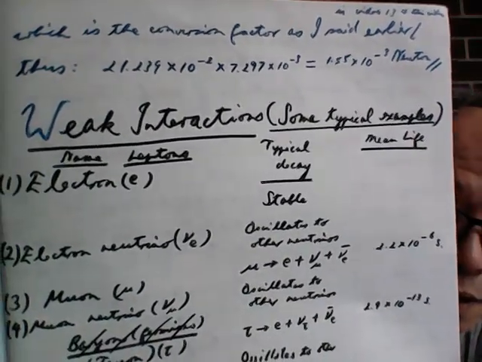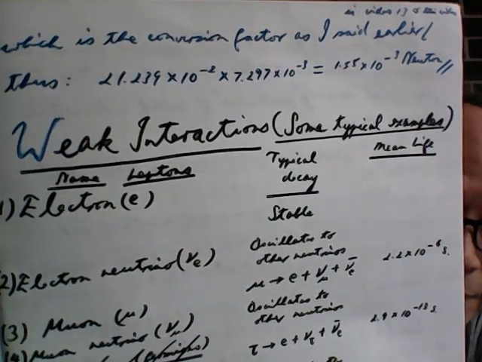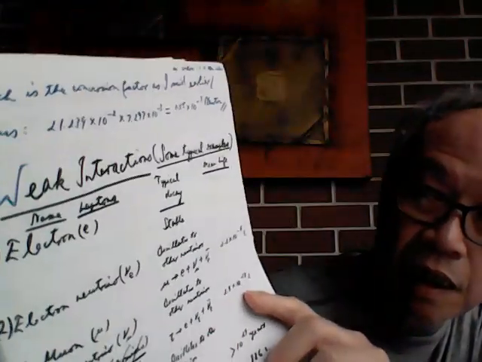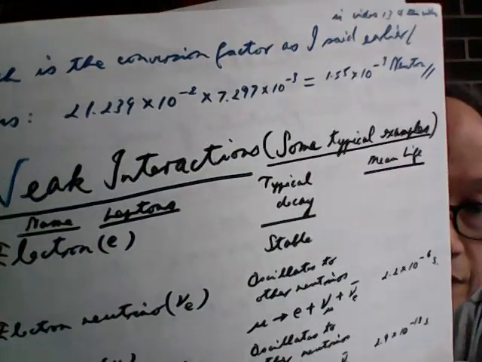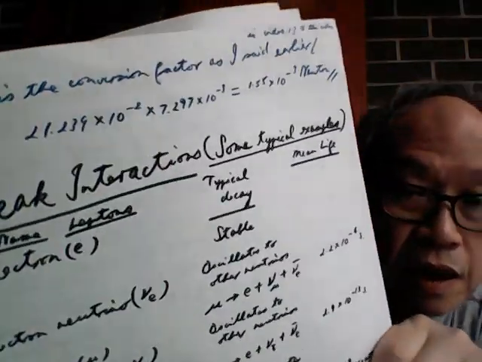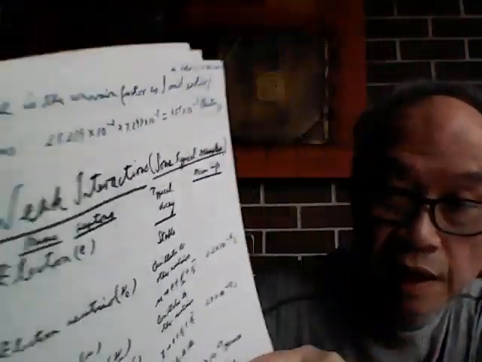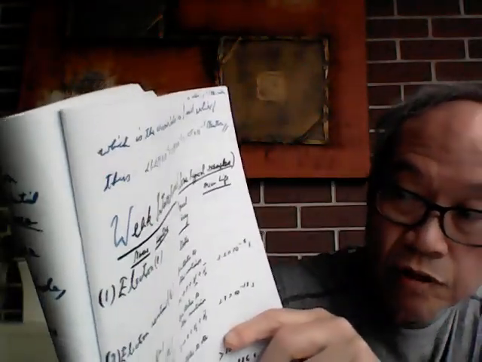The first one is the electron. It is the typical decay, and the mean life is stable. So the mean life, of course, is definitely long, and it's stable. And then secondly, we have the electron neutrino, which oscillates to the other neutrinos.